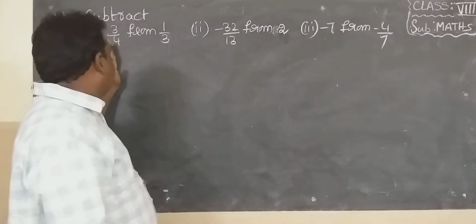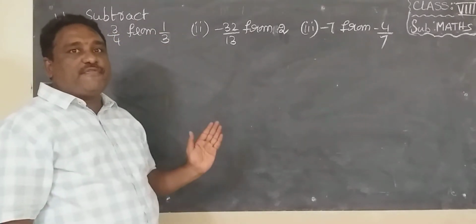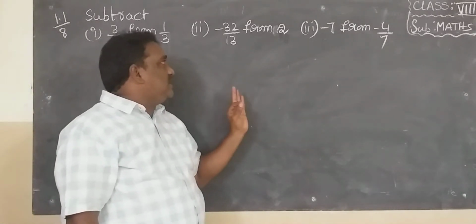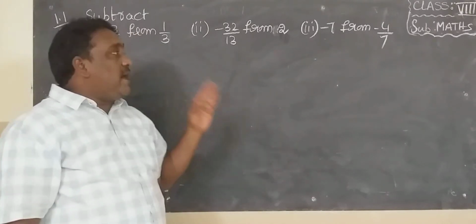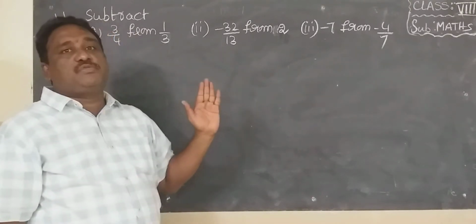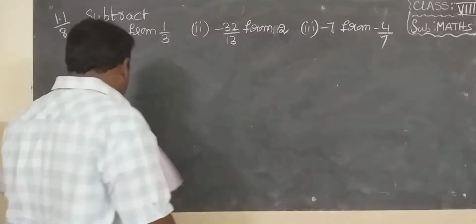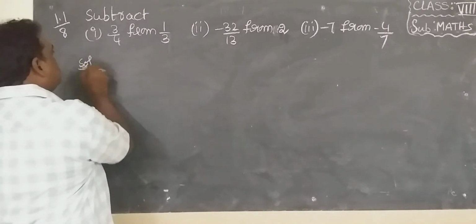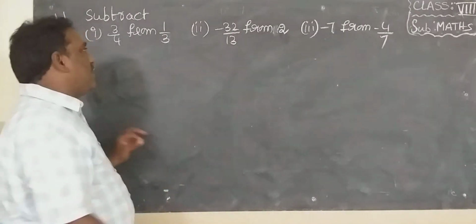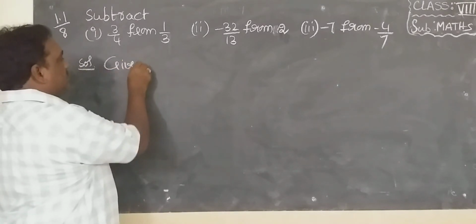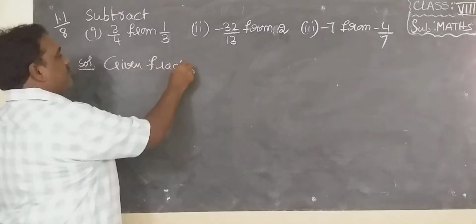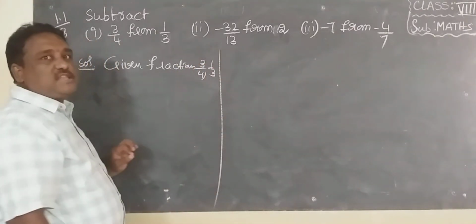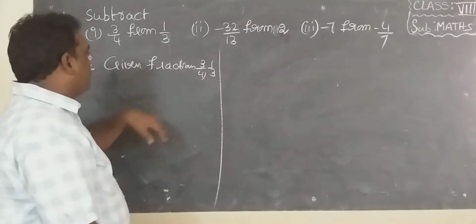First one, 3 by 4 from 1 by 3. Second one, minus 32 by 13 from 2. Third one, minus 7 from minus 4 by 7. So see the first one. Subtraction everywhere. First one, 3 by 4 from 1 by 3. Given fractions are 3 by 4 and 1 by 3. So what to do? Subtract 3 by 4 from 1 by 3.